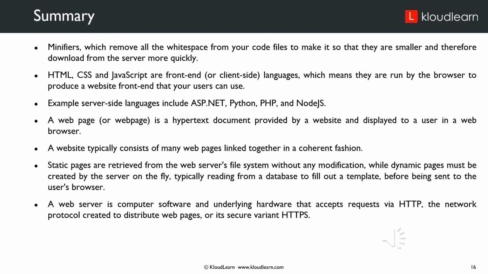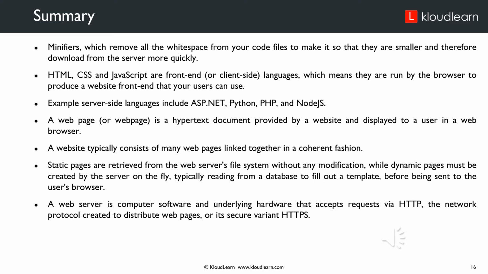HTML, CSS, and JavaScript are front-end languages, which means they are run by the browsers to produce a website front-end that your users can use. Example server-side languages include ASP.NET, Python, PHP, and Node.js. A web page is a hypertext document provided by a website and displayed to a user in a web browser. A website typically consists of many web pages linked together in a coherent fashion.